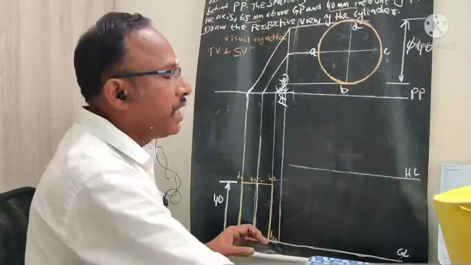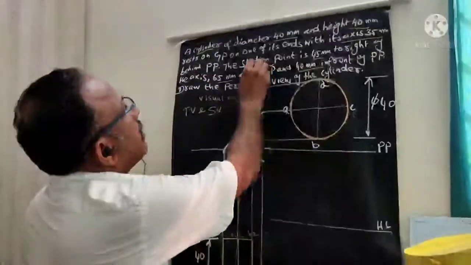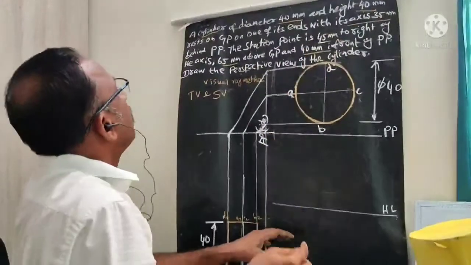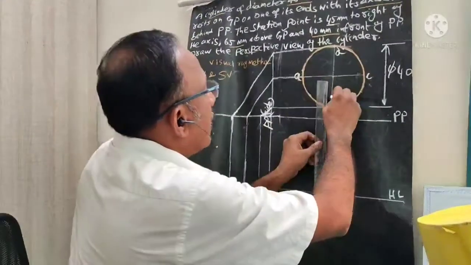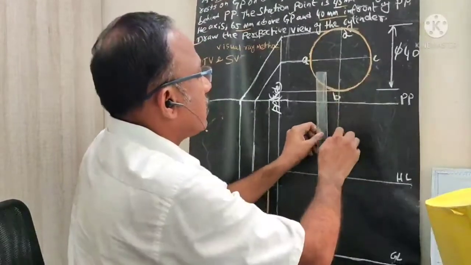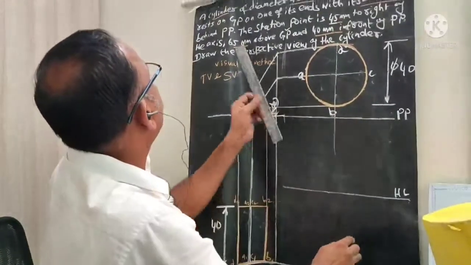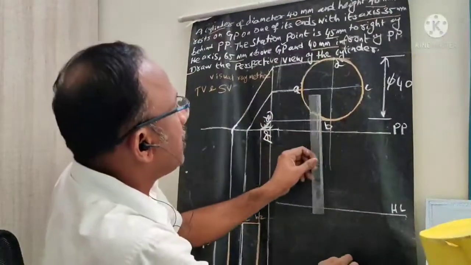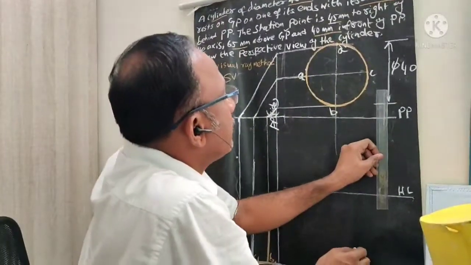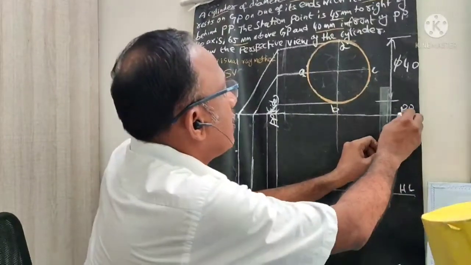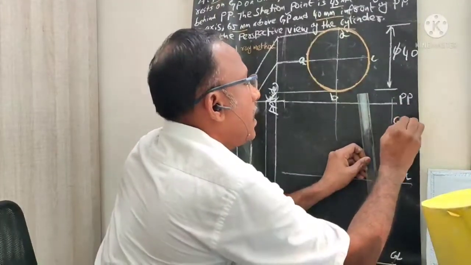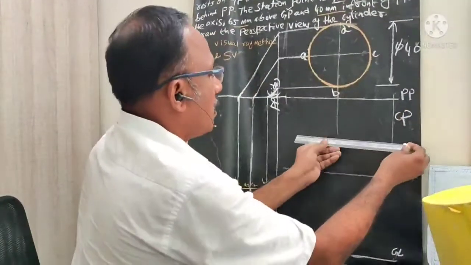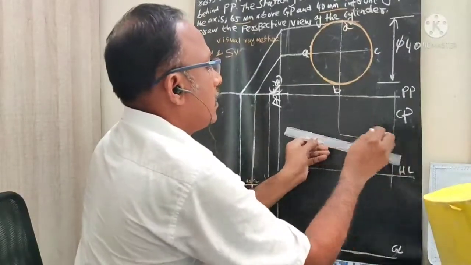Now we want to locate the station point. The station point is clearly given 45 mm to the right of the axis. So this is the axis line. Already we know that this is the axis line. To the right side of the axis you mark here 45 millimeter. That is the CP line. So I will approximately draw this line. This is my CP line. So the CP line is located. This is 45 mm.